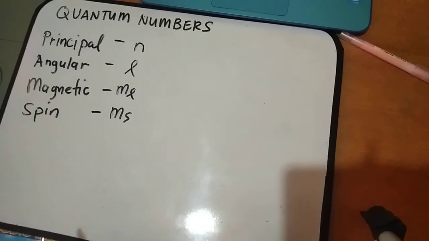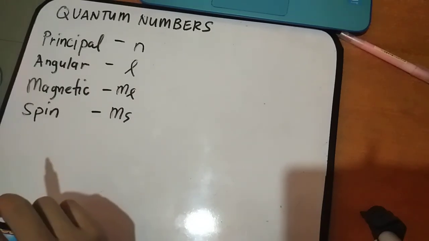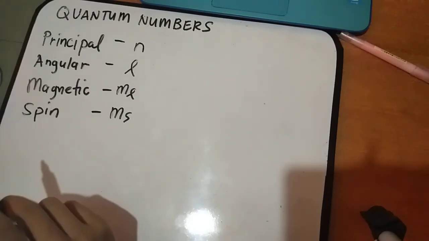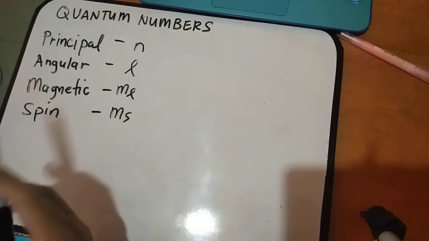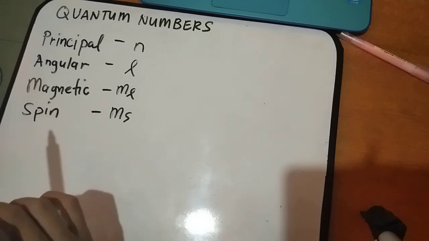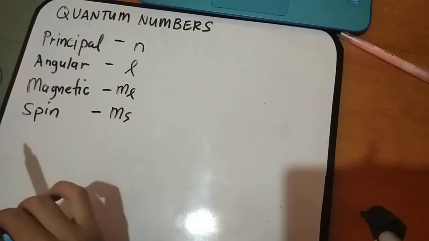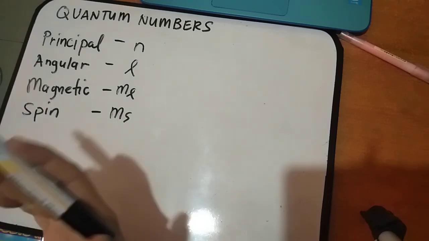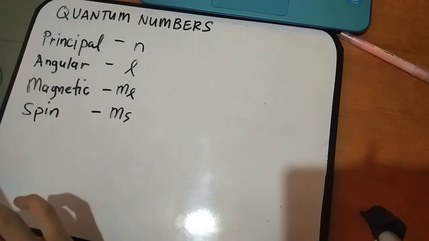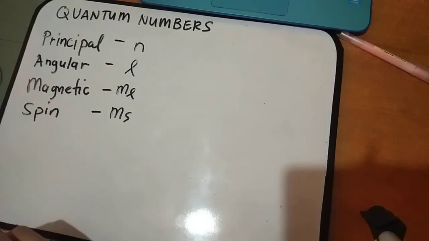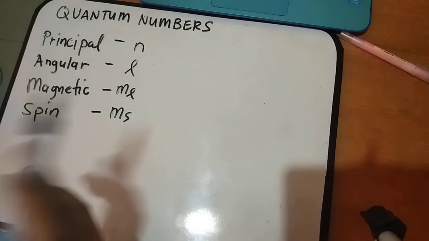So now let's have the quantum numbers. The quantum numbers describe the orbitals in which electrons can be found, or simply the address of the electrons. It follows the Schrödinger atomic model, wherein it could occupy the 3D space. There are four types of quantum numbers. The first one is your principal quantum number, the angular quantum number, the magnetic quantum number, and then the spin quantum number. Isa-isahin natin siya.